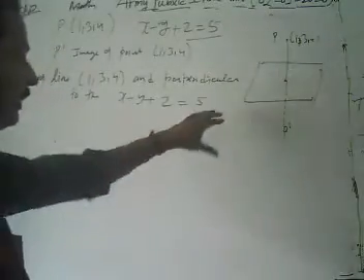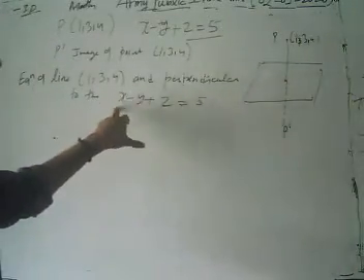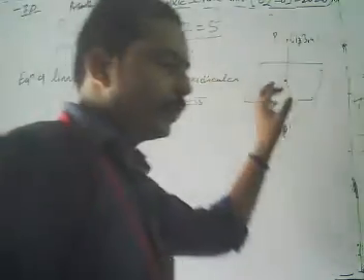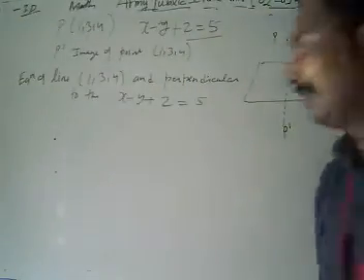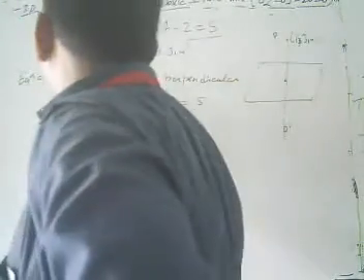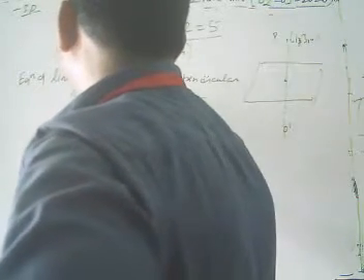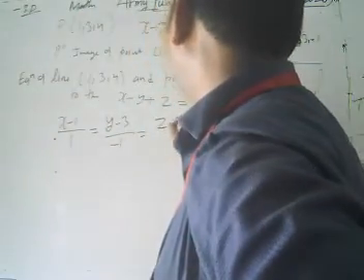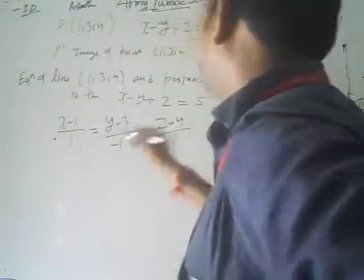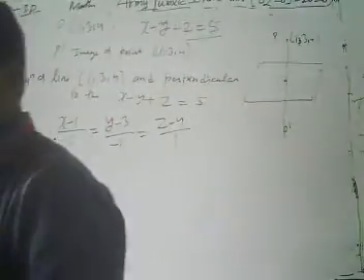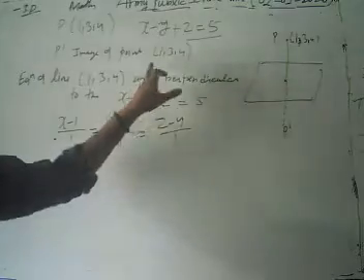Perpendicular to the plane means the direction ratio of the normal to the plane gives the direction ratio of our given line. Then our equation of the line is given by (x minus 1) by 1 is equal to (y minus 3) by minus 1 is equal to (z minus 4) by 1. Now this is our equation of the line, which is perpendicular to this plane and passes through (1, 3, 4).